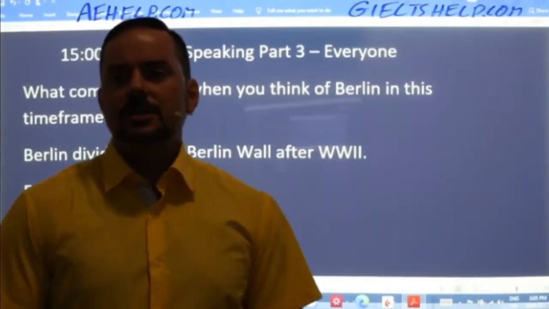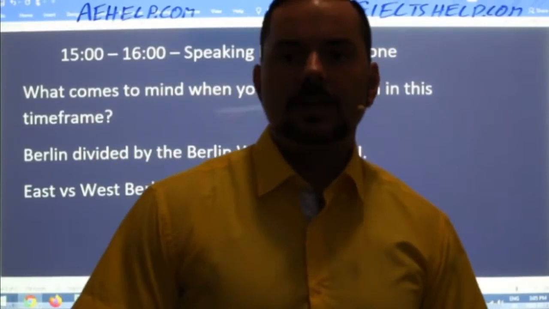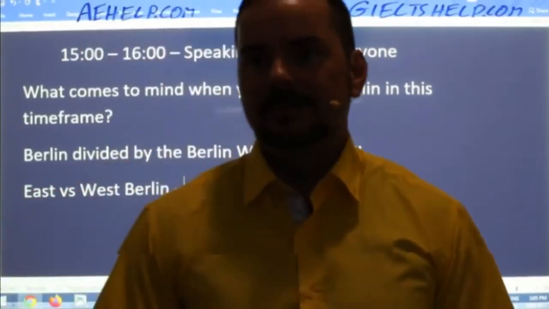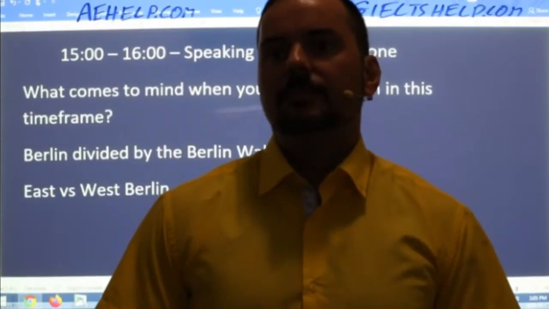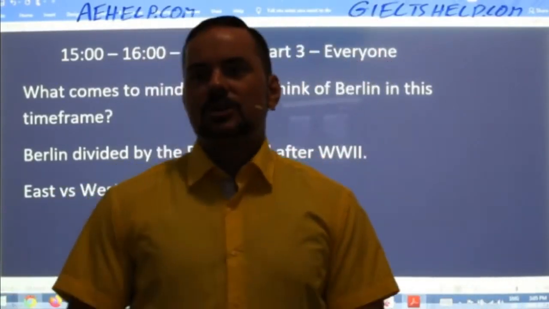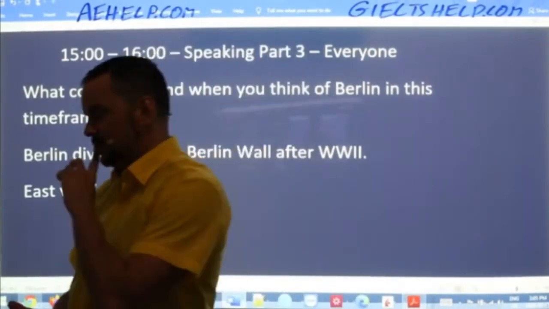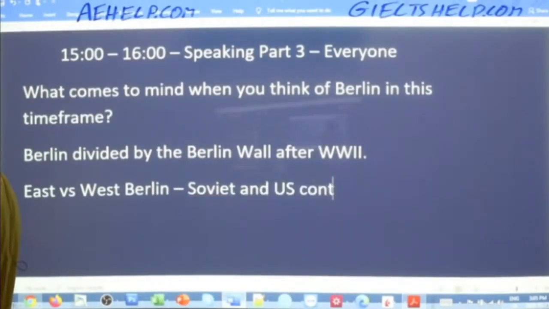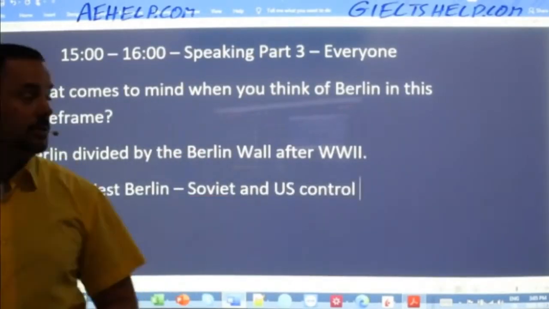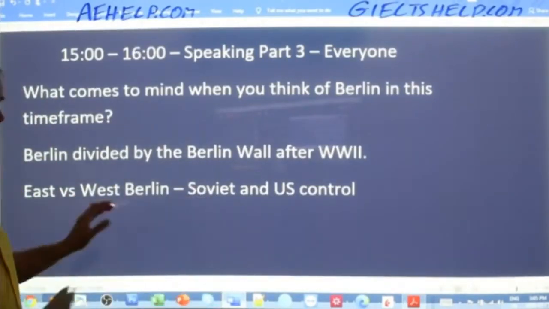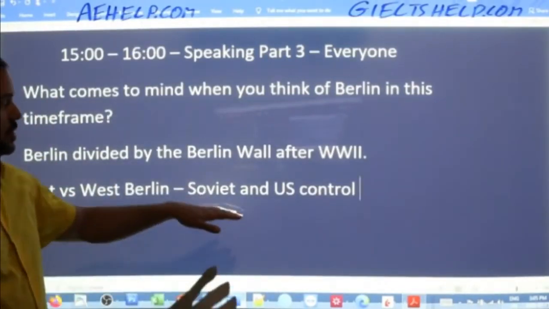And what was that division? So who was in control of East Berlin? Who was in control of West Berlin? That's a very, very important part of modern history. Okay, so Prashant says, I think the US and the Soviets. That's right. So Soviet and US control. Okay, yeah, absolutely. East Germany was controlled by the Soviets, and West Berlin was controlled by the US.